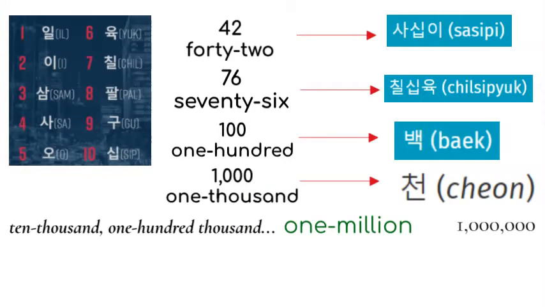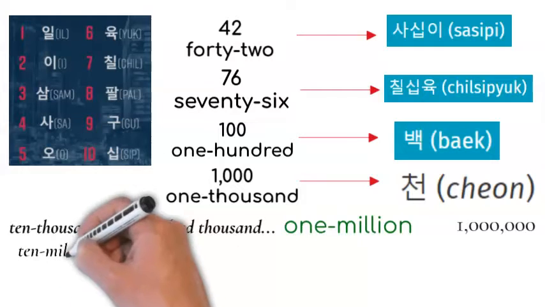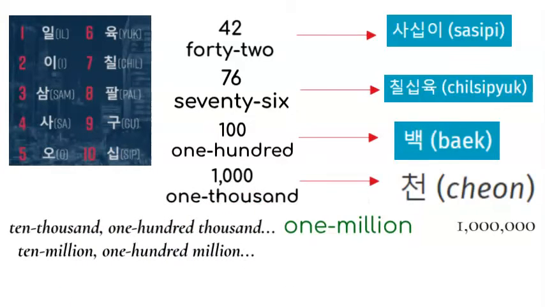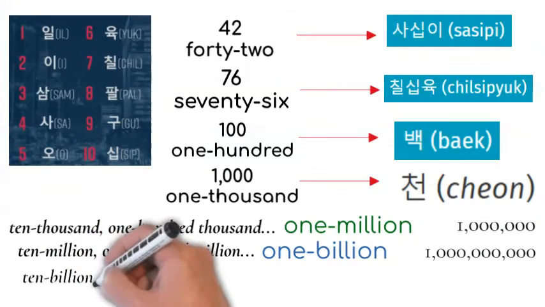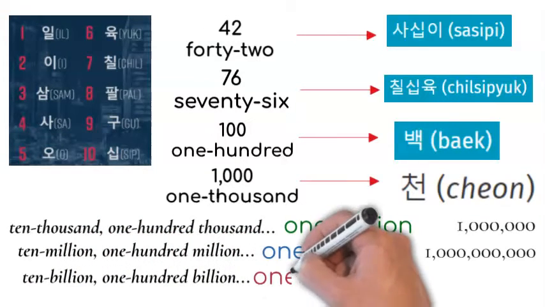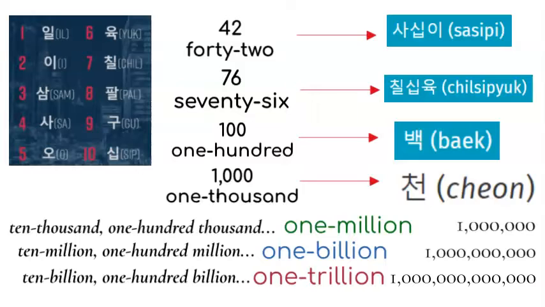million. After that, the pattern repeats, 10 million and 100 million until we get a new word at 1 billion. Then we have 10 billion and 100 billion, followed by 1 trillion. As you can see, the rule is to introduce a new number word whenever 3 digits have been added to the length of the number.